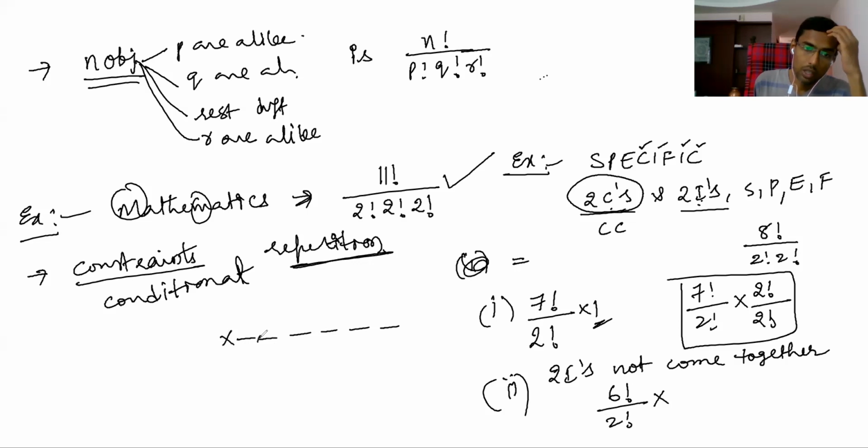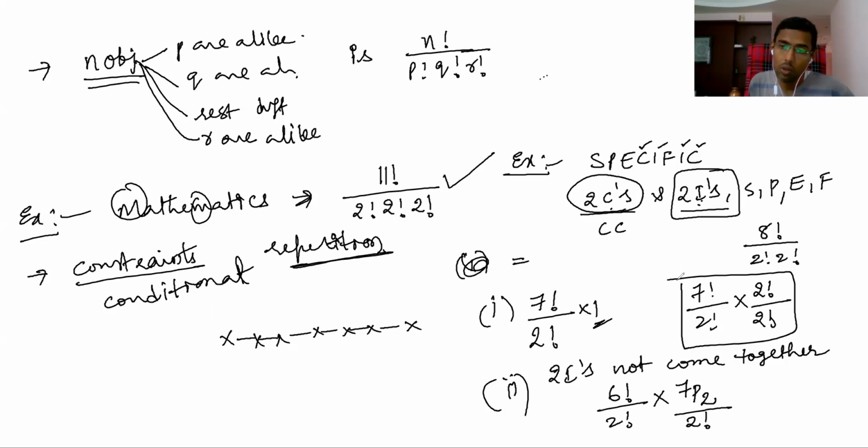Now how many places are left? 7 places, obviously. In 7 places, how many ways can I arrange the 2 I's? 7P2, by 2 factorial. Why divide by 2 factorial? Because the 2 I's are the same. So that is what is being asked next. Hope you understand this one.